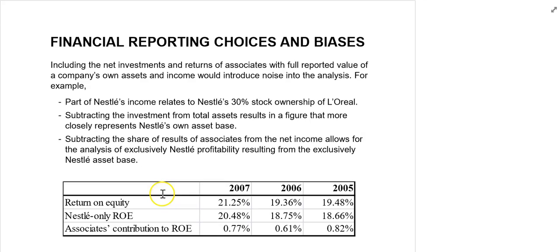Here we have the return on equity for Nestle as we calculated on the previous slide from the DuPont model. We calculate the Nestle-only return on equity where we have deducted the net income and net investments attributable to L'Oreal from the net income and total assets of Nestle as we used in the previous DuPont analysis. Even after adjusting for this, the Nestle-only ROE shows an increasing trend over the 3-year period. This implies that the improved performance observed in the first case is not attributable to L'Oreal, as we can see that the associate's contribution, that is L'Oreal's contribution towards ROE, has dropped from 0.82% to 0.77% in the 3 years.